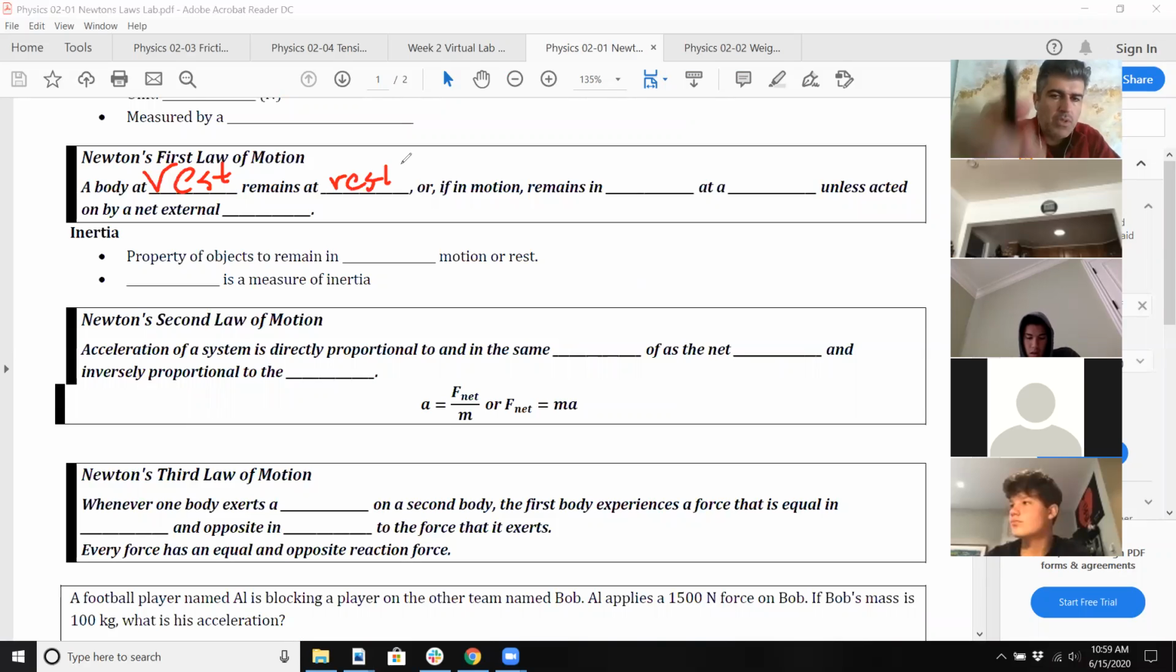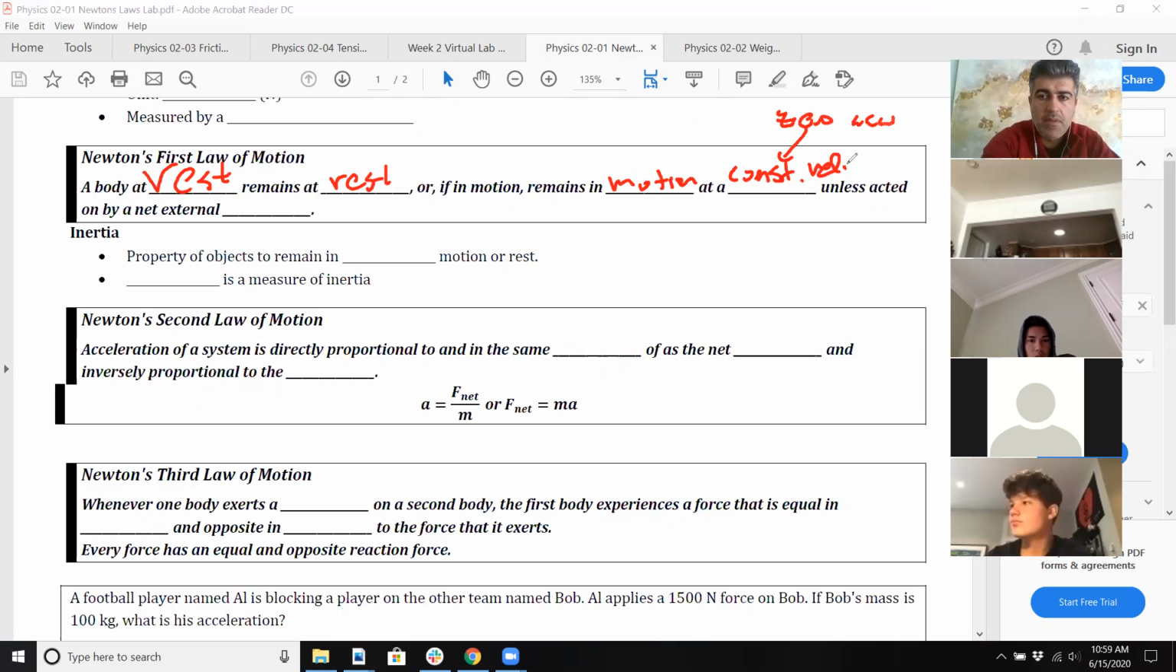And an object in motion remains in motion at a constant velocity, meaning zero acceleration, unless acted upon by an external force. And force has non-zero acceleration. Like, for example, if you open a door, now you're the external force, right?